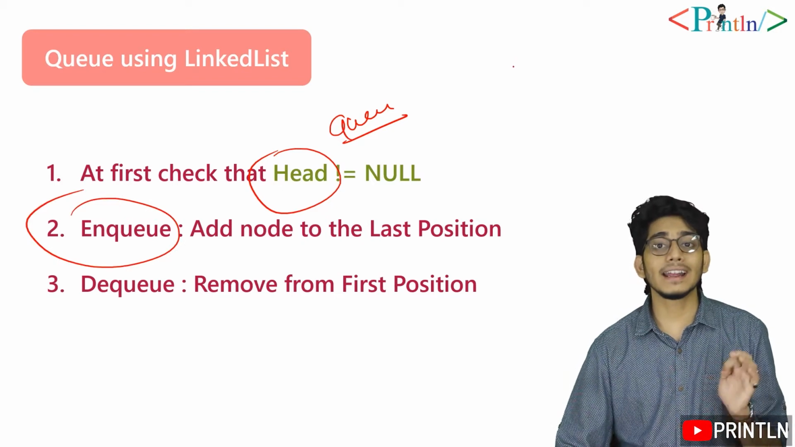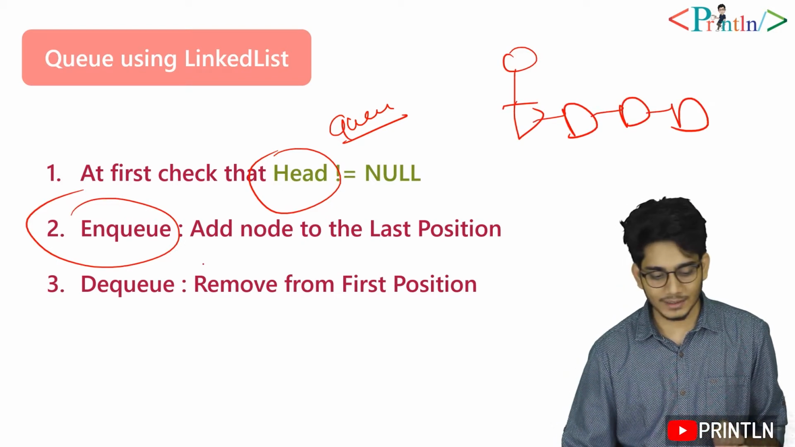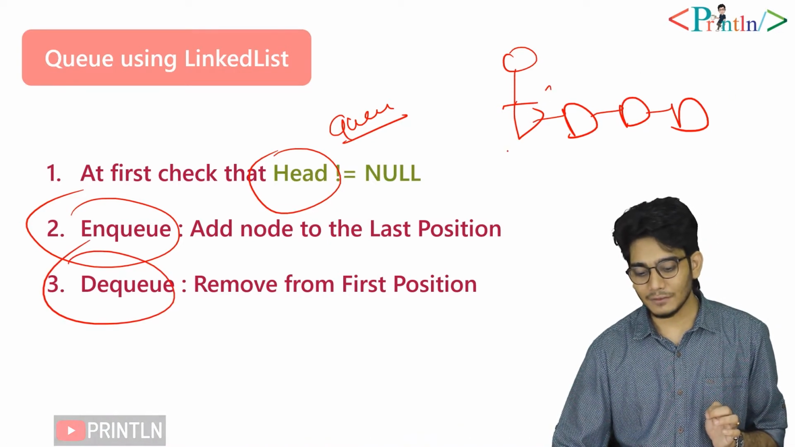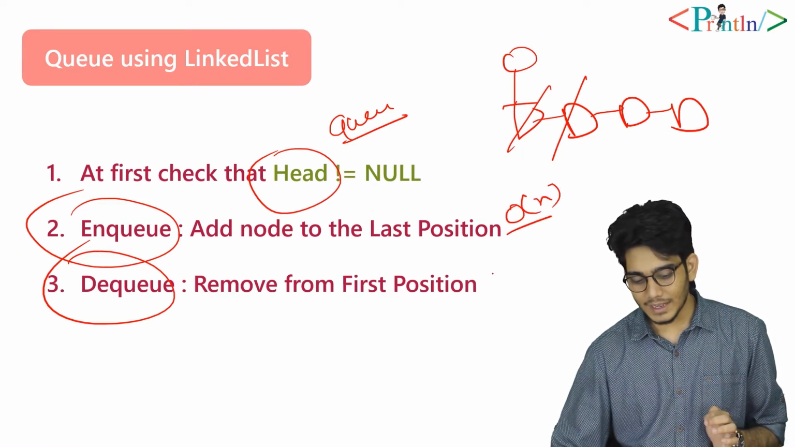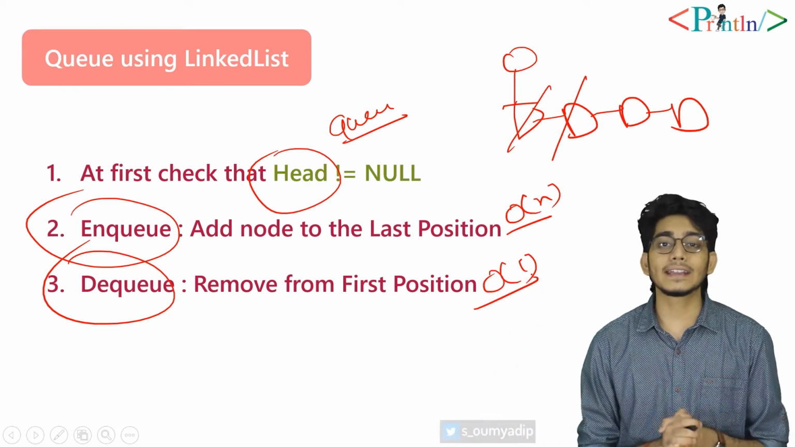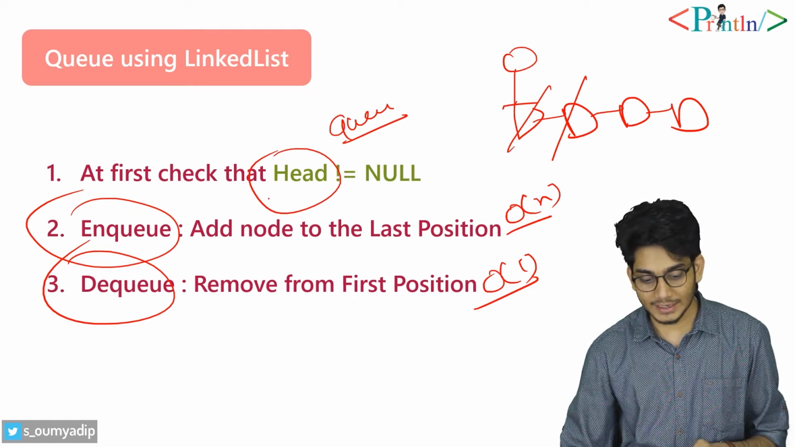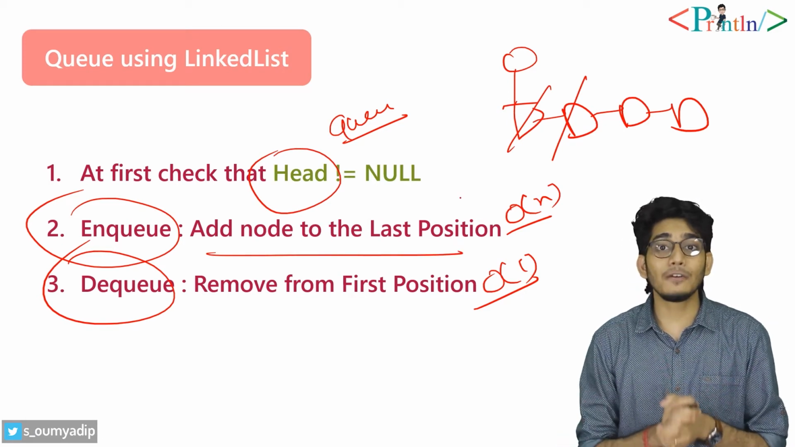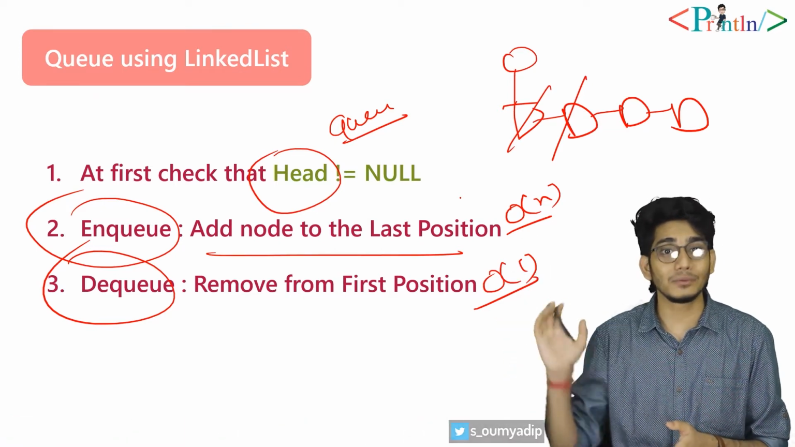For performing the enqueue operation, we'll add the data at the end of the list, and for performing the dequeue operation, we'll delete the data from the beginning. Enqueue operation will take order of n and dequeue operation will take order of 1. So this is how we can implement a queue using a linked list. I have already discussed how you can add a node at the end of a linked list. If you don't know, just click on the I button and watch this video.